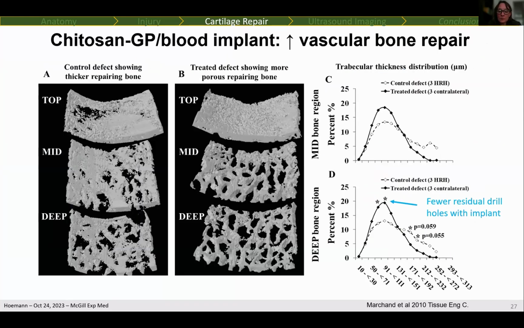So when we looked at the 6-month repair of these defects, actually the control defect showed a regeneration of the bone plate similar to the treated defect. The thing that she noticed when she was going through her micro-CT images was that you could see residual bone holes in the controls that you did not see in the treated defects, because the chitosan was stimulating vascular bone repair. And this came out in this analysis she did of trabecular thickness distribution, where the treated defect showed a higher percentage of deep bone repair than the controls.